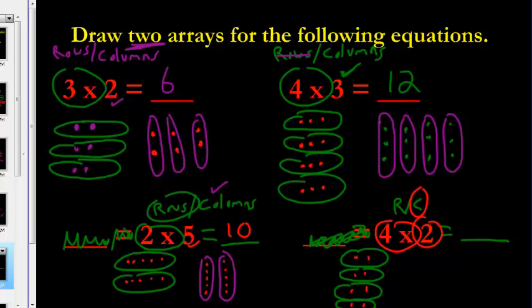And the last part here, we need 4 columns. So let's build this here together. Let's go 4 columns. 1, 2, 3, 4. And we'll put 2 in each one. 2 in this one, 2 in that one, and 2 in this one. Again, they're lined up nicely. It's not all weird looking. And how many dots do I have? I have 8.